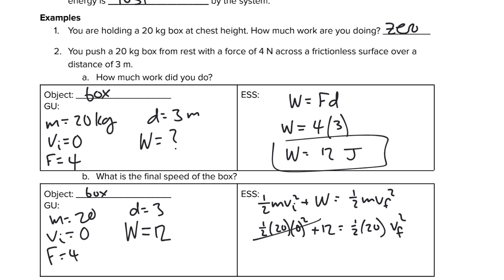Then we have to do our math. So really on this left side, all we have is 12. Over here, 1/2 times 20 is 10. We've got our vf squared. So we're going to divide by 10 first. And that's going to give you 1.2 equals vf squared. And then we have to take the square root.